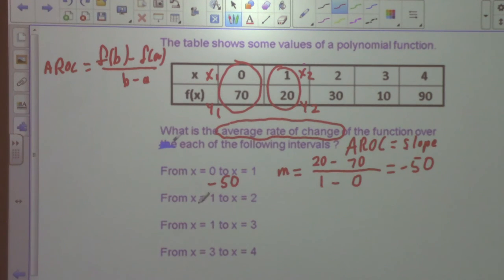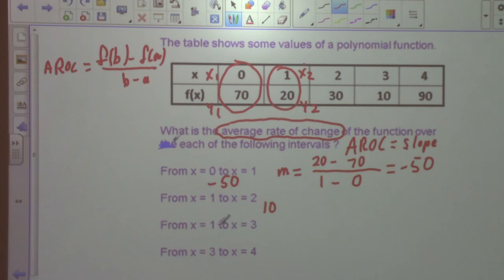Okay. Now from x equals 1 to x equals 2, we should be able to figure out what that is. What is this one going to be here? 10, right? Everybody get that? Because x increased by 1. How much did y change? By 10.